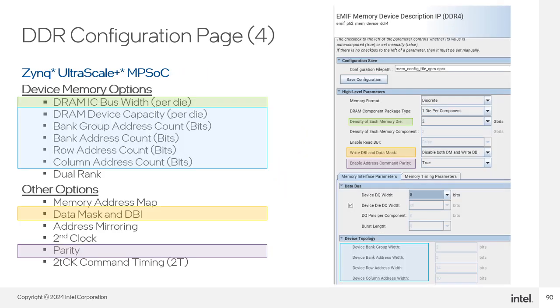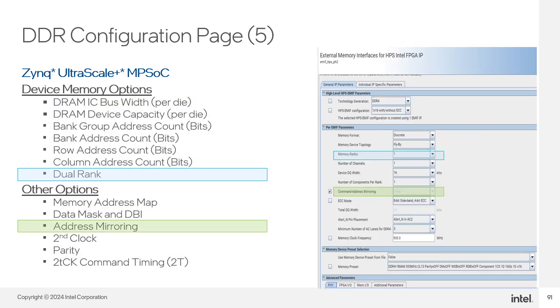The mapping for other entries is shown. It is not required to enter the bank group width and address width in the DDR4 memory device description IP. The memory device IP is able to compute the address width based on other high-level parameters. The dual rank option and the address mirroring options map to the memory ranks and command address mirroring options under the per EMIF parameters section in our IP.